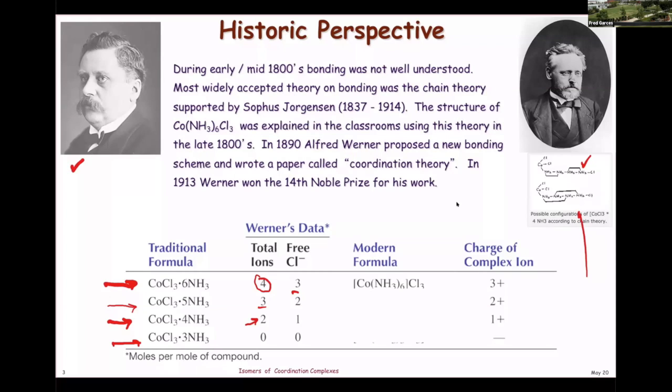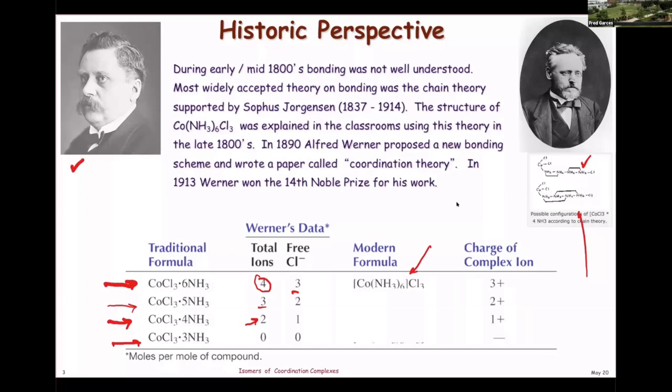So this was a puzzle that he thought about, and he came up with his theory. He came up with this idea that maybe the ammonia was attached to the cobalt and couldn't be broken off when you put it in water, but the chlorides, like sodium chloride, do come off. They would be counter ions. So this was the formula he proposed.